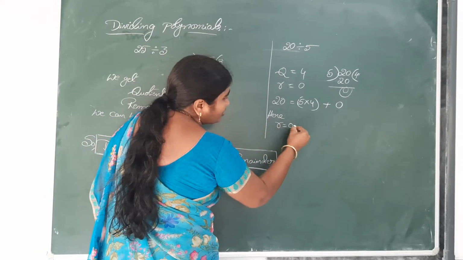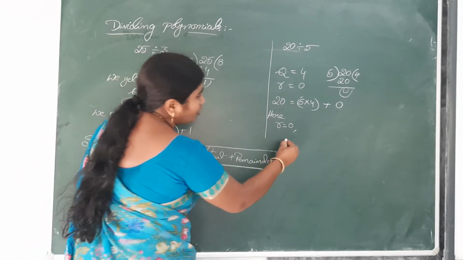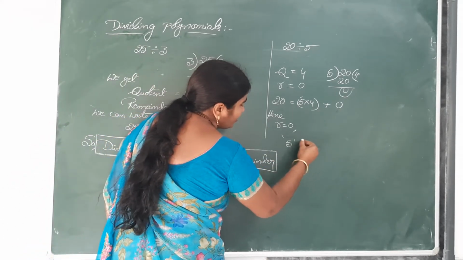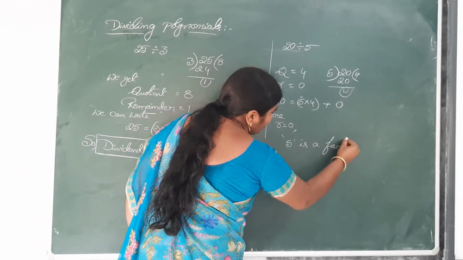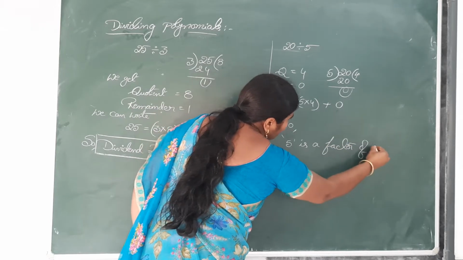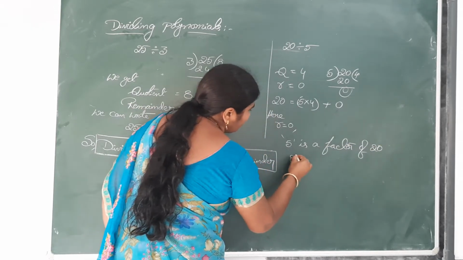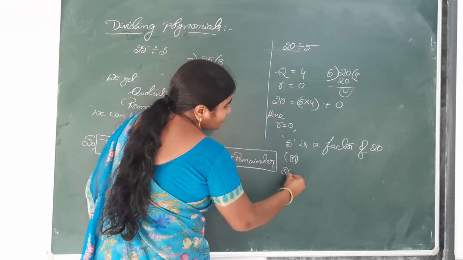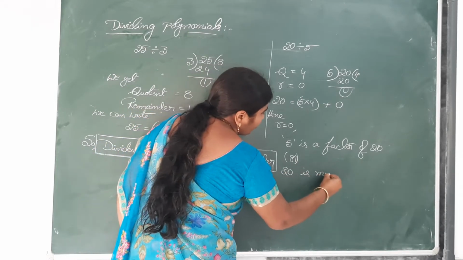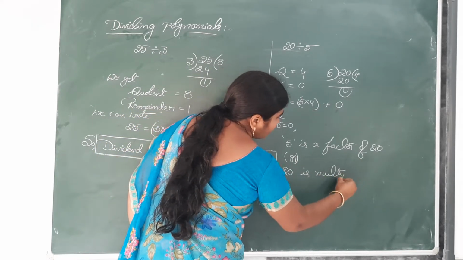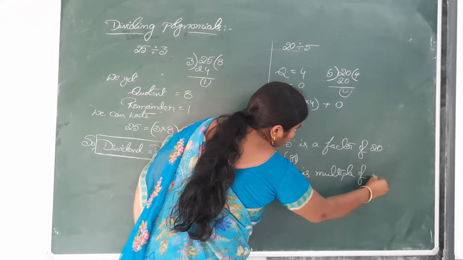Here remainder equal to 0, 5 is a factor of 20, or 20 is a multiple of 5.